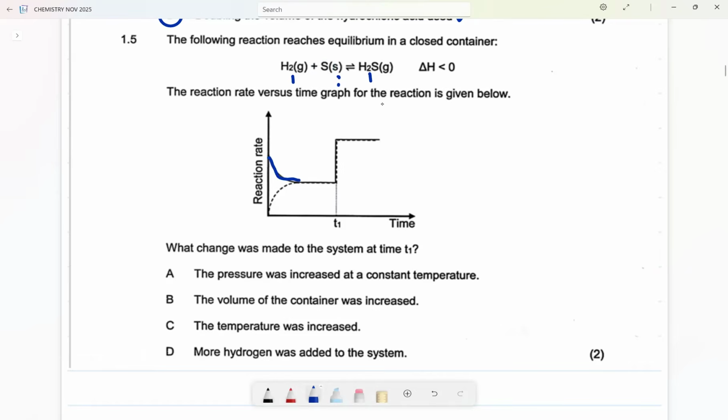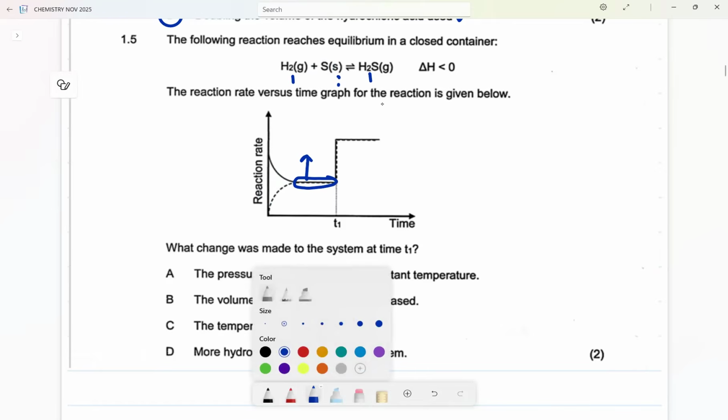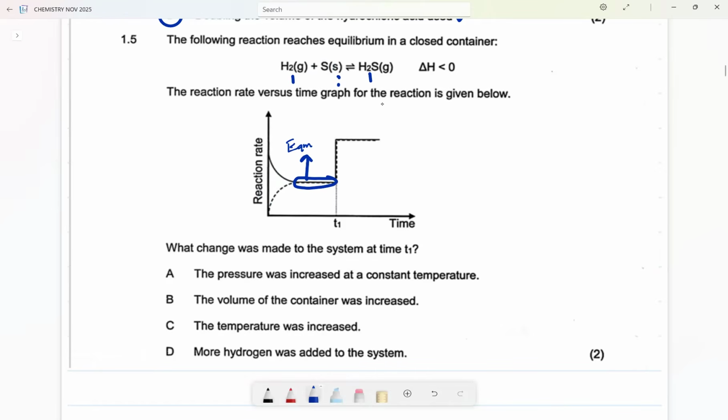So the reaction occurs and reaches equilibrium. This is equilibrium. And then at T1, there is a disturbance. That disturbance can be a catalyst, because you can see both the forward and the reverse reactions are favored at the same time. Also, since the ratio is 1:1 here, when the pressure of the system increases, it will increase on both sides. Neither side will be favored, or both sides will be favored equally. So it can be a catalyst or an increase in pressure.